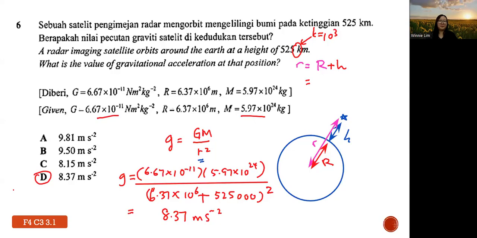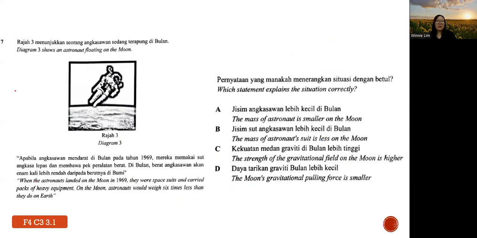Question 7. Diagram 3 shows an astronaut floating on the moon. When the astronaut landed on the moon in 1969, there was a spacesuit and a carry pack of heavy equipment. On the moon, astronauts would weigh 6 times less than they do on Earth. Which statement explains the situation correctly? The mass of the astronaut is smaller on the moon.